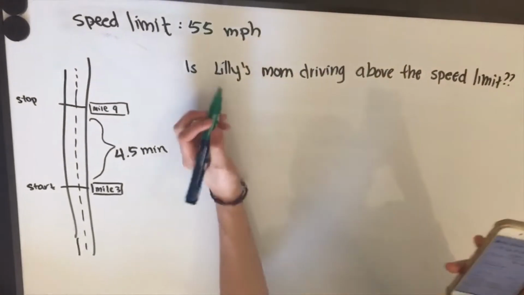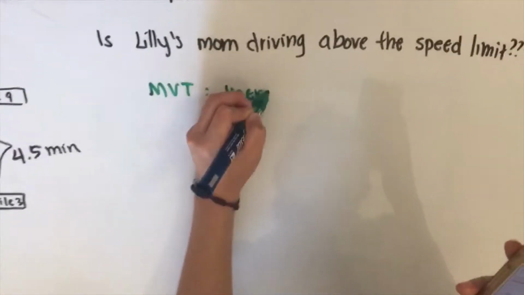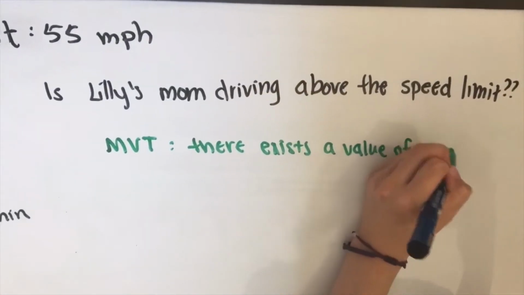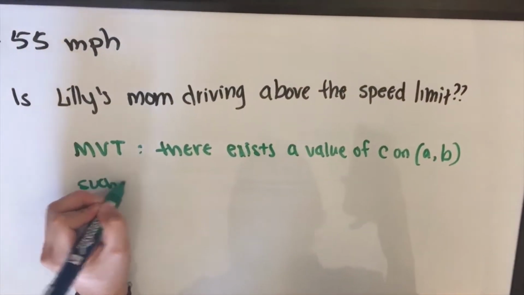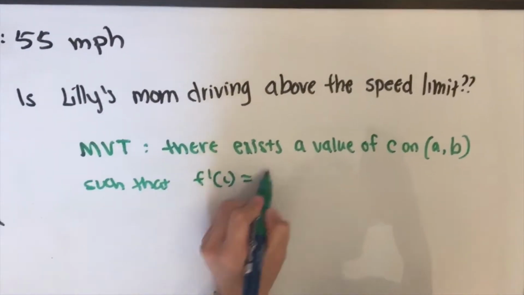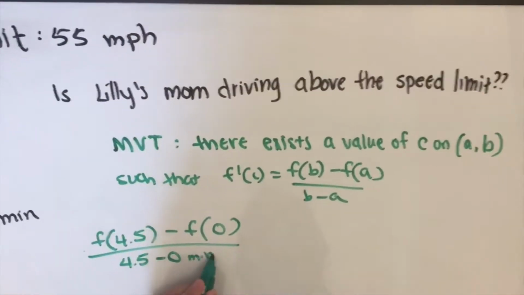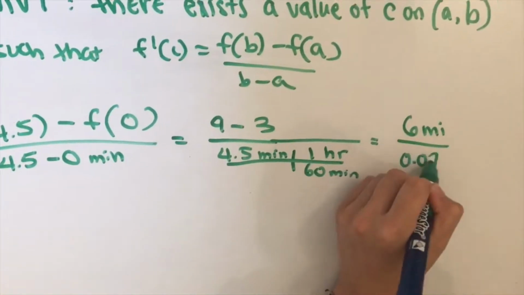Lily's mom is late to pick her up as usual, so she must speed in order to get to practice on time. The time it takes for Lily's mom to drive from the mile 3 marker to the mile 9 marker on I-270 is 4.5 minutes. A nearby cop assesses her speed and finds that she is indeed speeding. Let's look at the math.